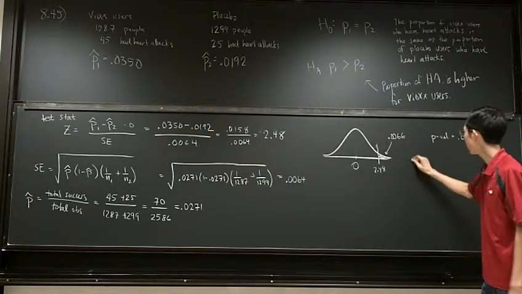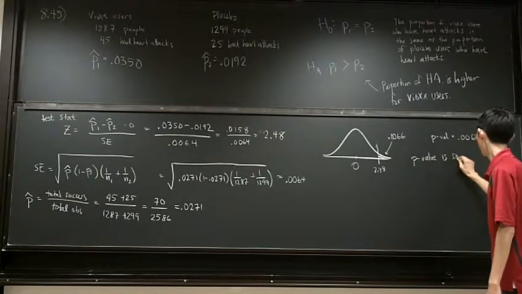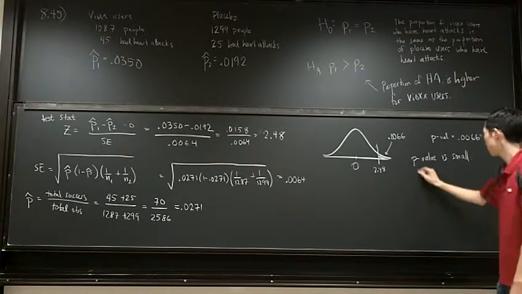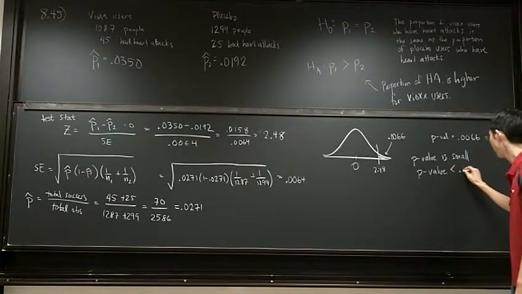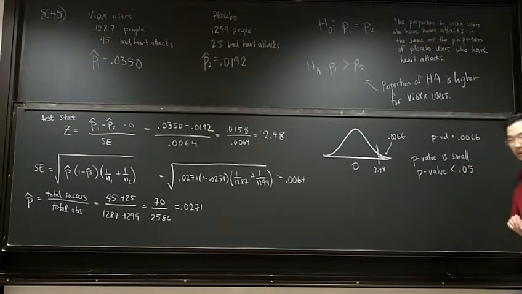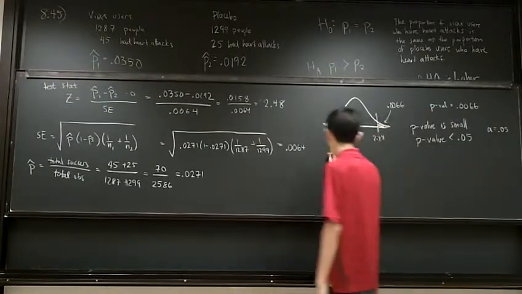So my p-value is small. My p-value is less than 5%, which we would assume is alpha. Generally our significance level is 5%. Our p-value is less than 5%, so we reject the null hypothesis.